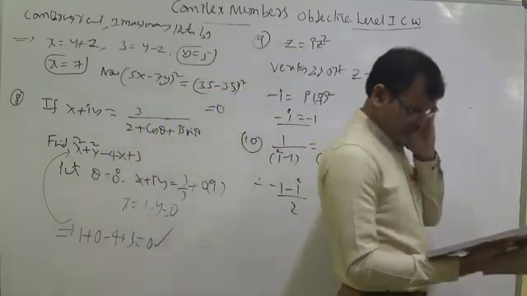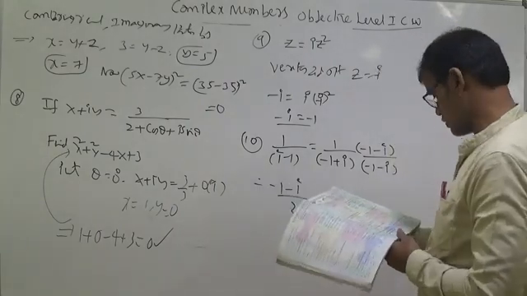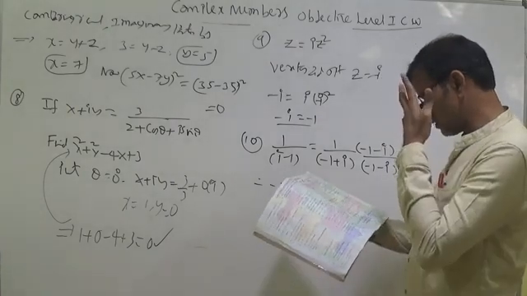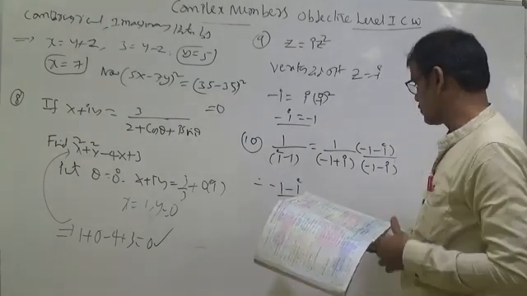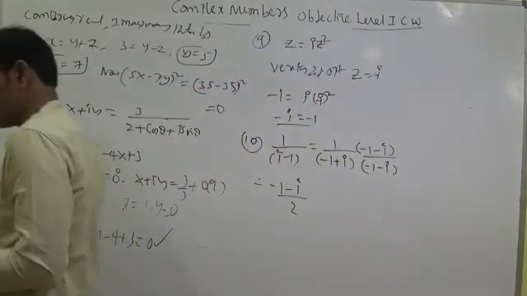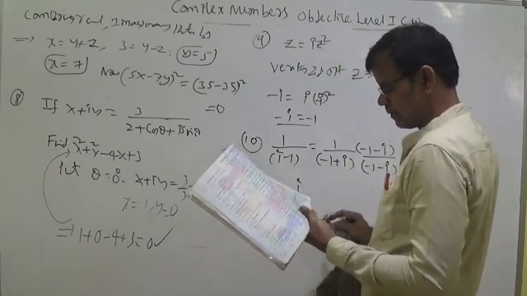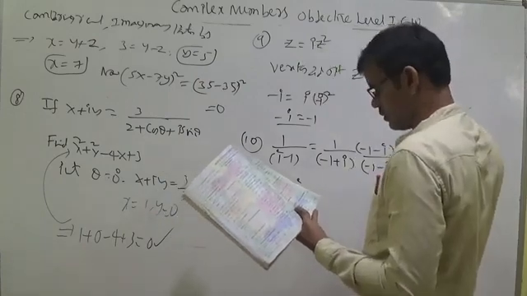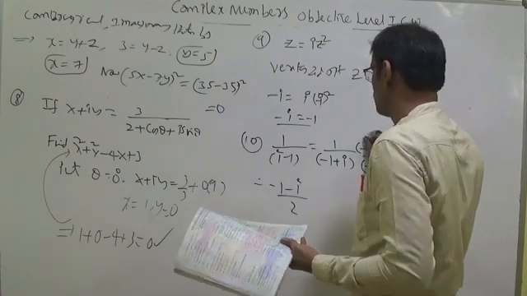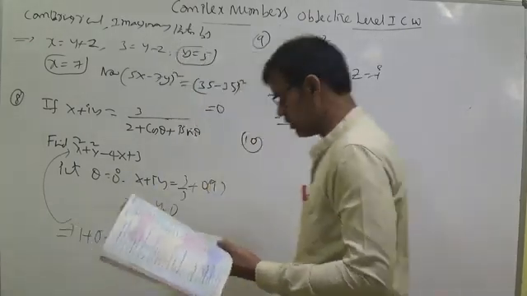He is asking the conjugate of a complex number. So for this one also you should verify. The conjugate of this complex number 1 by i minus 1. No need to write this much. If we write 1 by i minus 1, 1 by minus 1 plus i. 1 by i minus 1 we need. Rationalization verification is not proper way.